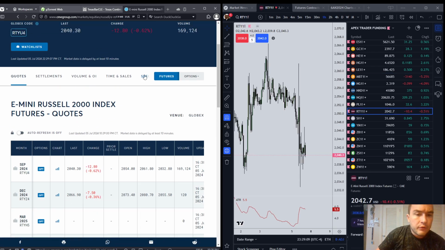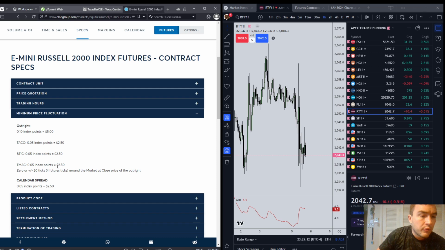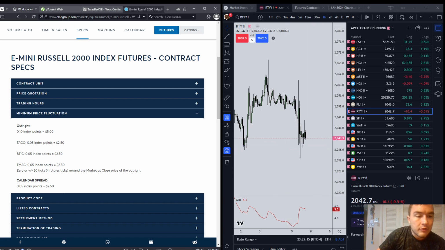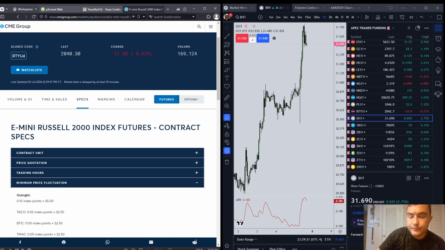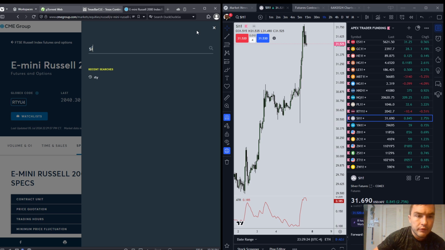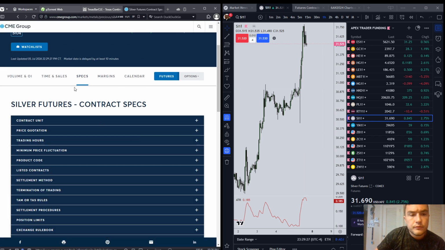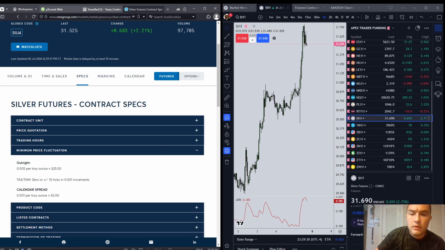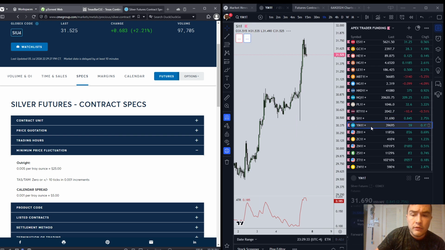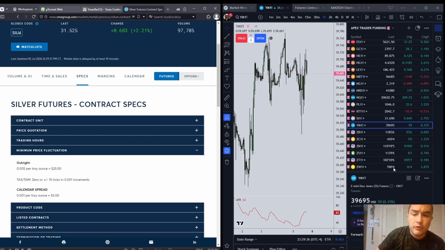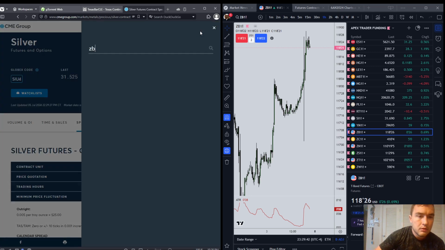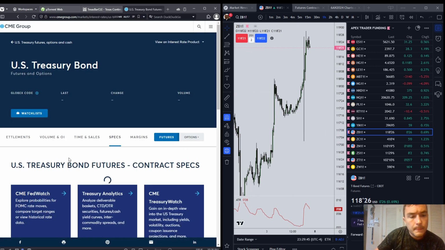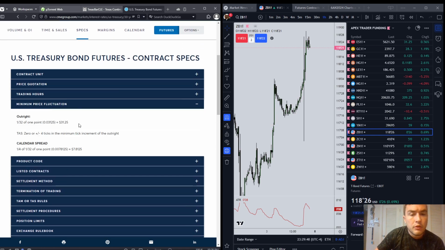So, Russell 2000 futures, we go to the specifications. Minimum price fluctuation is $5 a tick, $5 for 10 cents. Silver futures, guys, $25 a tick. That is something that you should know about silver futures. The Dow Jones futures, $5 a tick. 30-year bond futures are $31.25 a tick. That's on the ZB. Corn futures, $12.50 a tick.